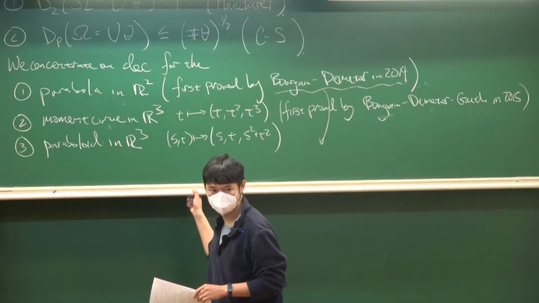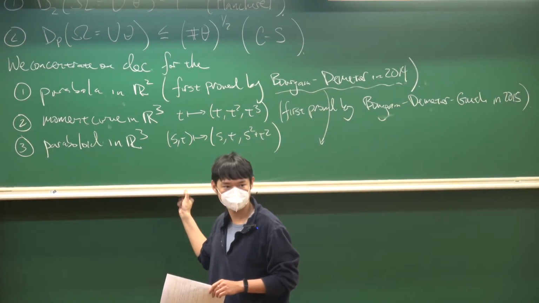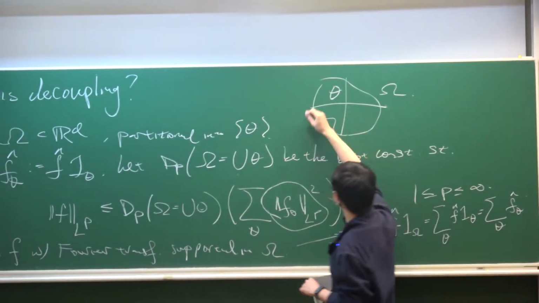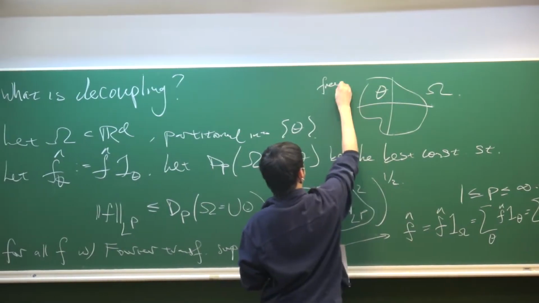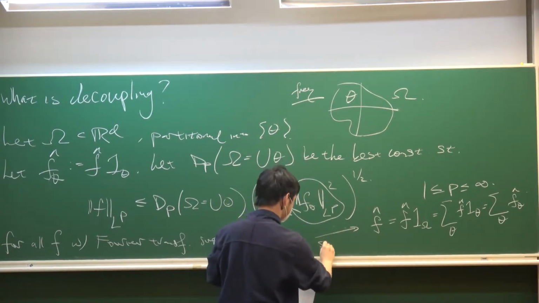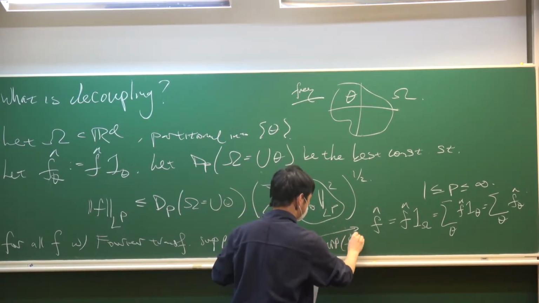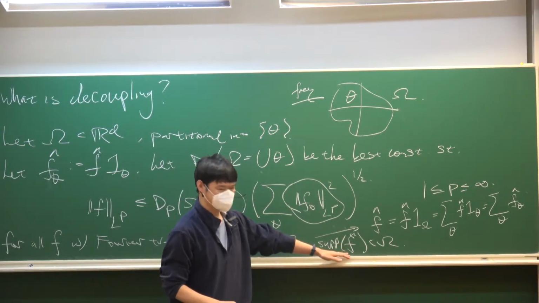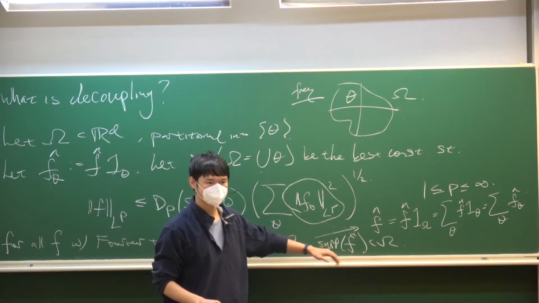Any questions? Omega is in Fourier space here. Yes, so f hat lives here. The support of f hat is in omega. Or often I'll just say that f is Fourier supported in omega.